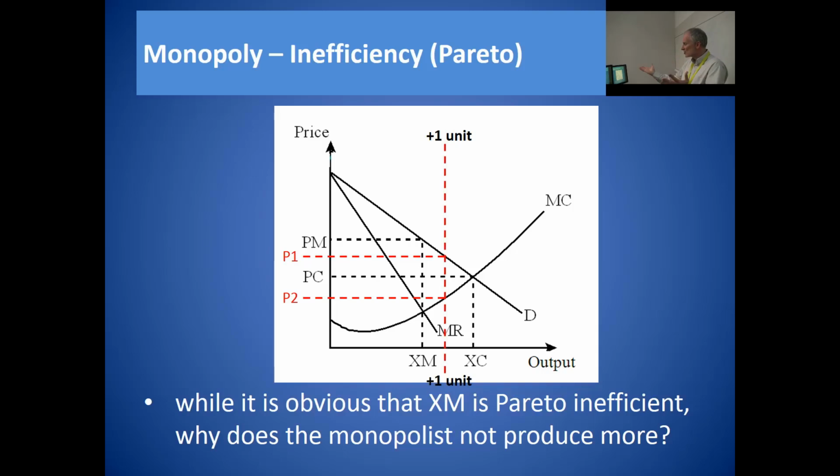Why then doesn't the monopolist produce that extra unit of output? When we talked about this concept of Pareto inefficiency, we said if it's Pareto inefficient, if we expand output, both parties could benefit. Well, if the monopolist could benefit, why doesn't it produce that output? Doesn't it seem a little bit strange?